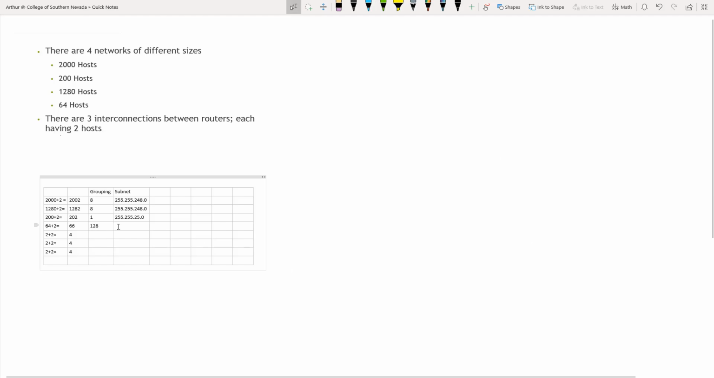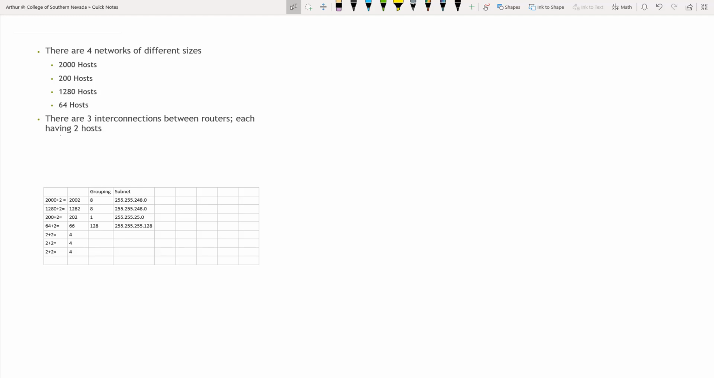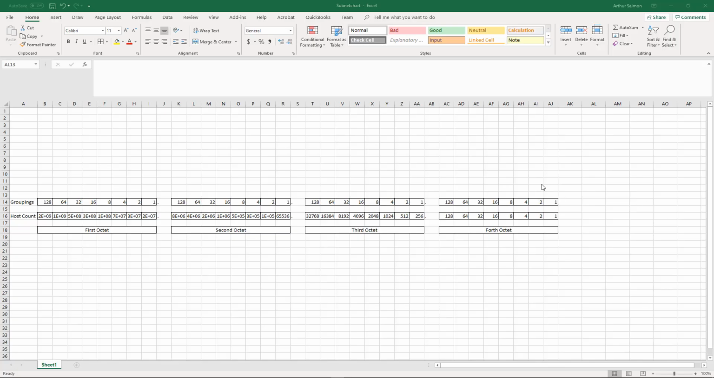I'm going to explain the groupings when I get to the actual filling out of the rest of the chart. 128, that's the subnet. And we just keep working down till we have the groupings of all the different networks. Next network is a network that will give us 4. 1 won't do it, 2 won't do it, 4 will. And again, everything to the left of that will be 1s.